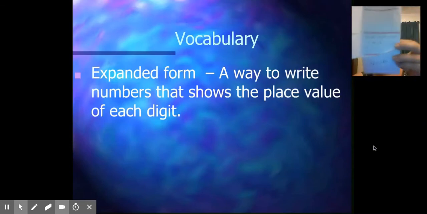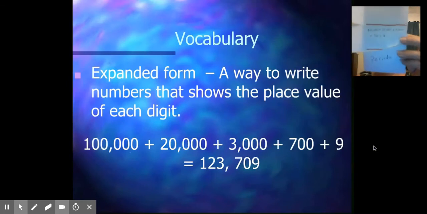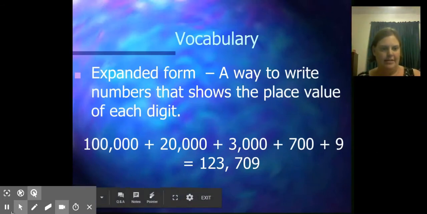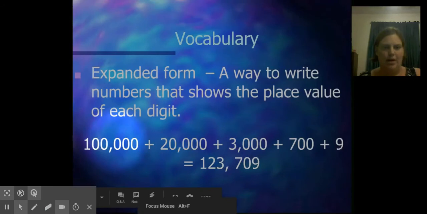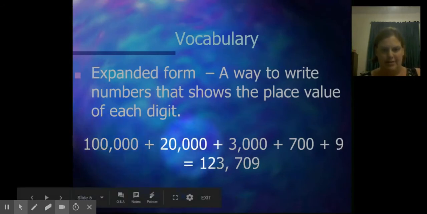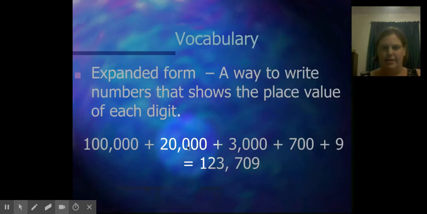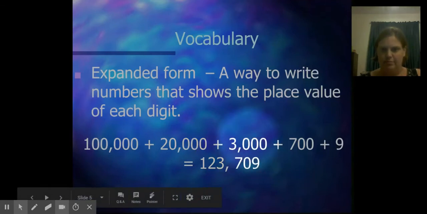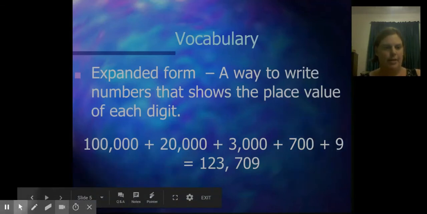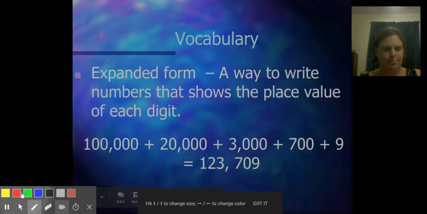So if I have 120,000, notice that this is 100,000 for 120,000. 20,000. Remember the number is 123,789 for the example. So here's the 3,000. 700. Oh, I'm missing my 89. Let me just put that in there. I apologize sincerely. This should have plus.